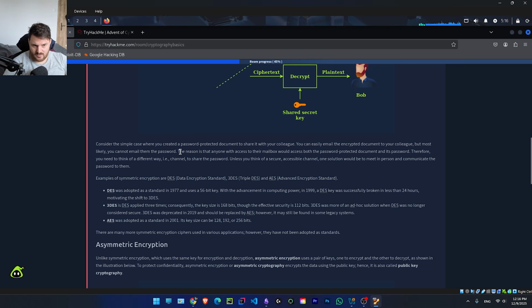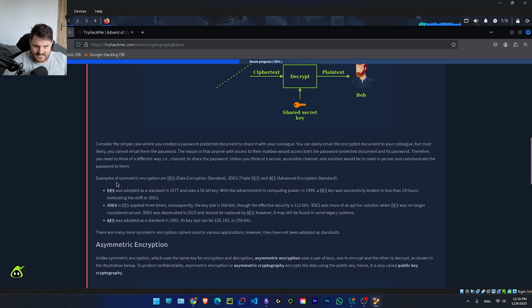Consider the simple case where you create a password-protected document to share with your colleagues. You can easily email the encrypted document to your colleague, but most likely you cannot email them the password. The reason is that anyone with access to their mailbox would access both the password-protected document and its password. Therefore, you need to think of a different way to share the password. Unless you think of a secure, accessible channel, one solution would be to meet in person and communicate the password to them.